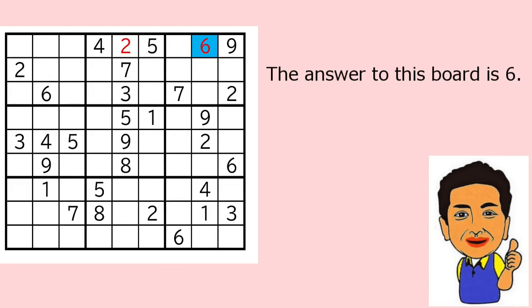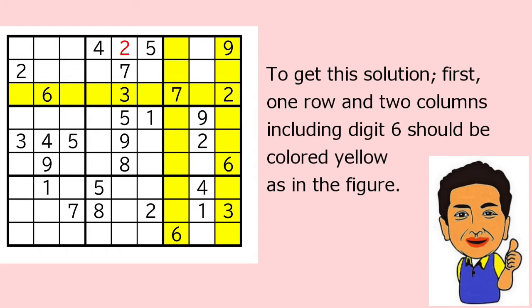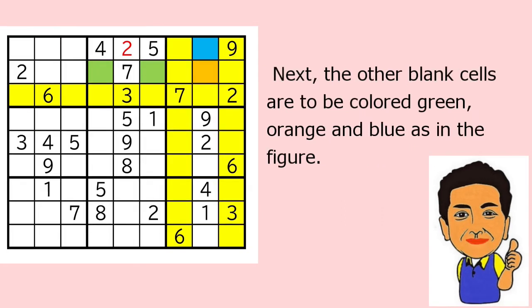The answer to this board is 6. To get a solution, first, 1 row and 2 columns, including these 6, should be colored yellow, as in the figure. Next, the other blank cells are to be colored green, orange, and blue, as in the figure.